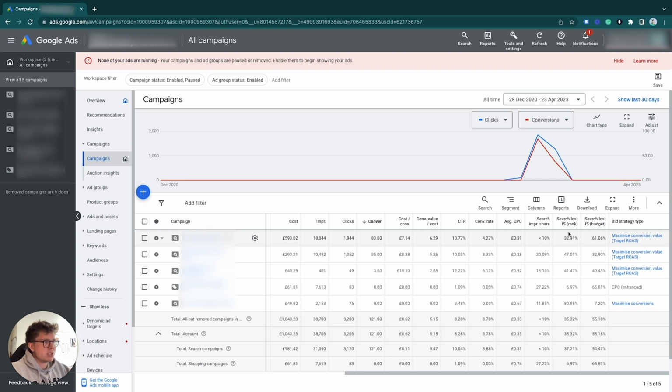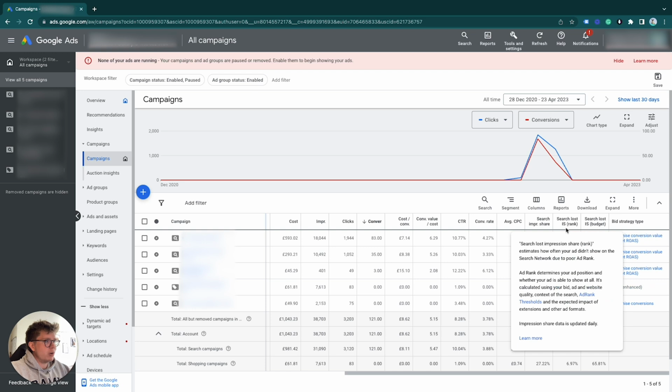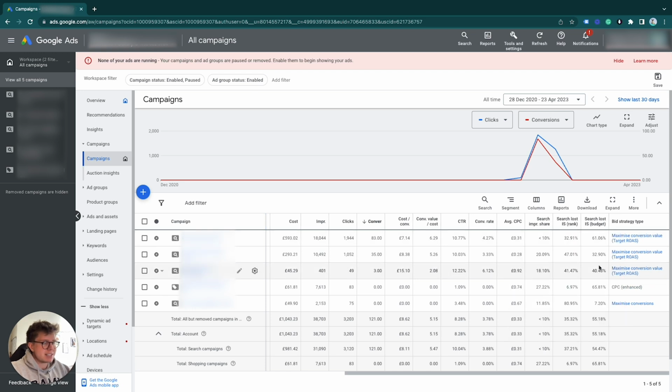Let's have a look at the search impression share loss due to rank and the search impression share loss due to budget, as to what may be the reason we're not showing up for this. And already I can see that these numbers are pretty high. So we want this column here to be 100%. However, we want the search impression share loss due to rank and budget to be 0%. We want these to be as low as possible.